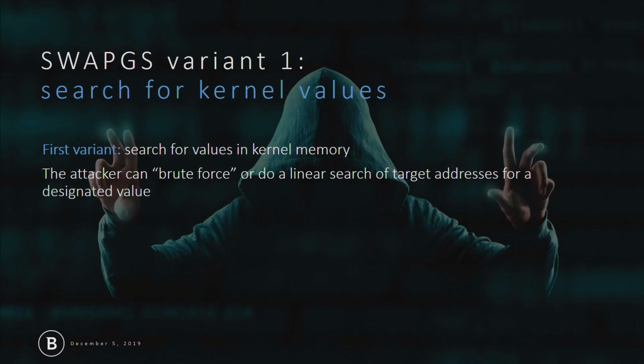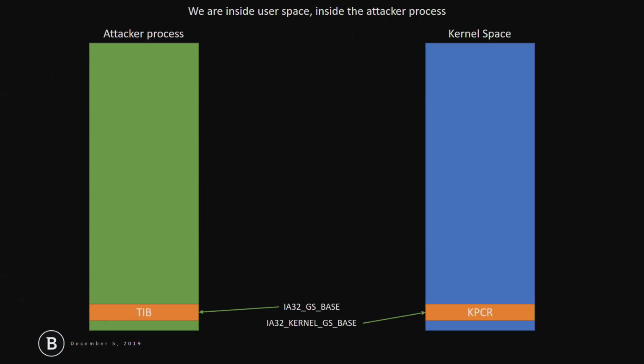All right, so digging into the second scenario where we exploit the fact that the SWAPGS instruction gets executed speculatively even if it shouldn't, we've identified two use cases for this exploit. The first one: simply search for kernel values, right? This is some sort of a brute force attack where you simply iterate the kernel space to see at what addresses you can find a value of your choice. And the way this would work is we have the attacker process on the left-hand side of the screen, and we have the kernel space.